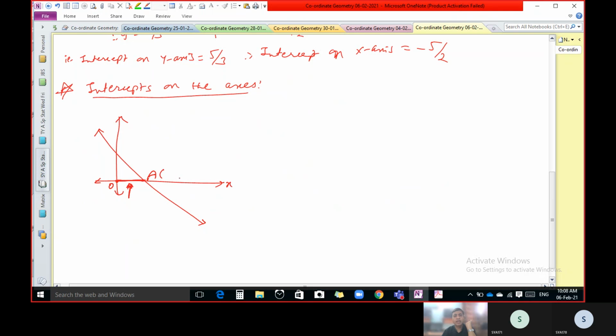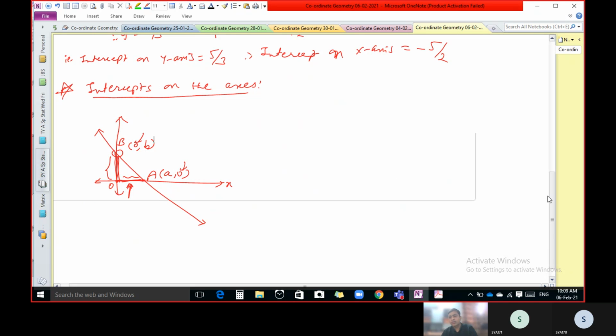Obviously on x-axis the value of y is 0 and x is something, let us say a. And this part is known as the intercept on y-axis. Here let us say this is b, so here x is 0 and y is b. So if you want to find the intercept on x-axis, put y equal to 0. If you want the intercept on y-axis, put x equal to 0.